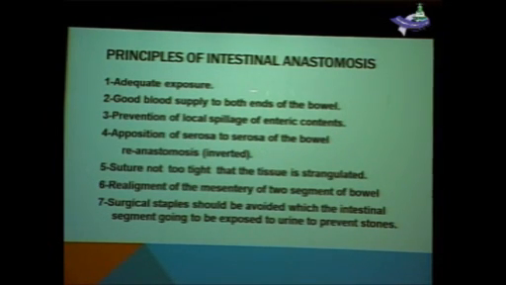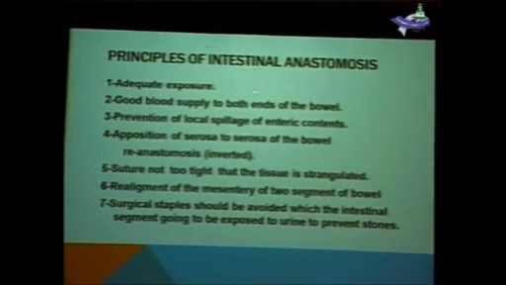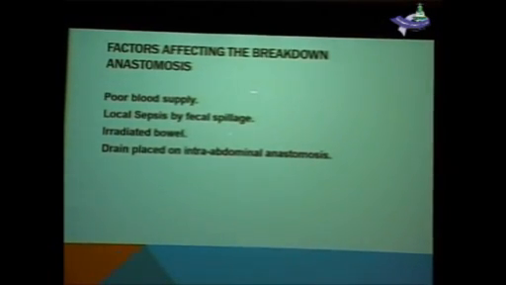You have to oppose the serosa to serosa of the bowel, and you have to invert your anastomosis. Your suture should not be so tight that it leads to strangulation, and you have to realign the mesentery so you don't leave any window for a hernia. Surgical staples incorporated inside the urinary tract have to be avoided because that may lead to stone formation in the urinary tract.